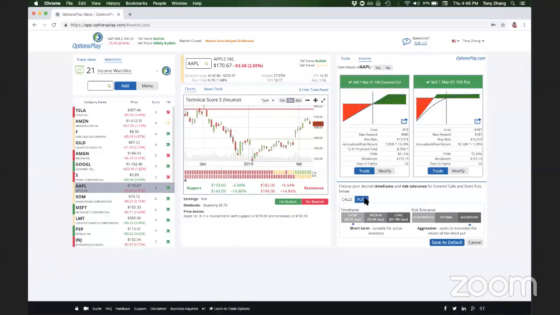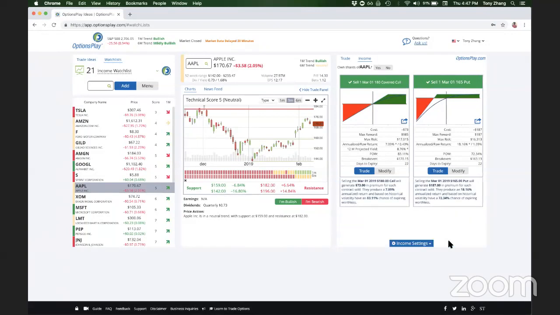But when you sell a cash secured put, you actually want that put to be exercised because you want to own that stock. So typically when I set my settings for cash secured puts, I select short term, but I select aggressive when it comes to my risk tolerance. You can set your own settings independently of each other, but these are the settings that, based on our back testing, seem to provide the best yield for selling cash secured puts. And all you have to do is save as default.